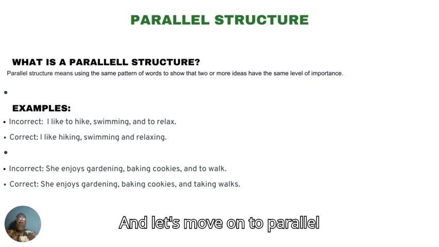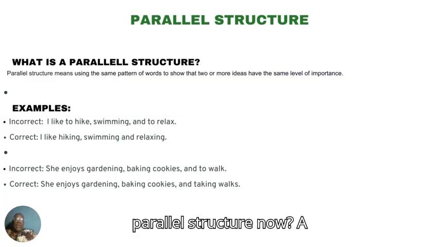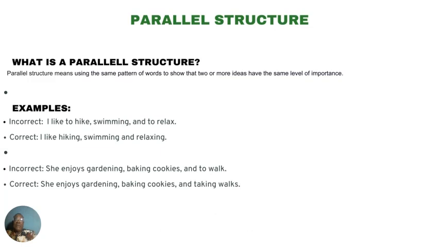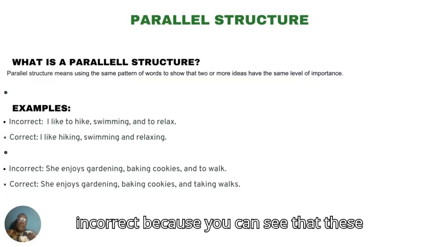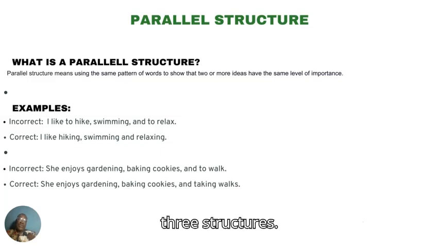Now let's move on to parallel structure. What is a parallel structure? Now, a parallel structure means using the same pattern of words to show that two or more ideas have the same level of importance. For example, I like to hike, swimming, and to relax. This is incorrect because you can see that these three structures are not similar.